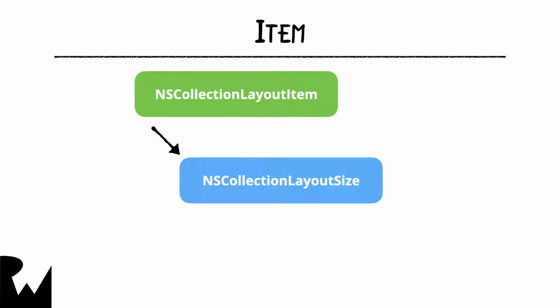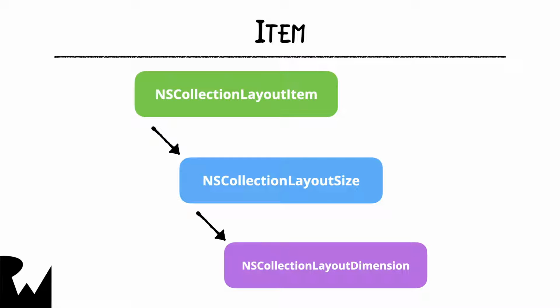When creating an item, you need to provide a size. Now, you might think this is simply a floating point value for width and height, but we are actually going to provide instances of NSCollectionLayoutSize. This class allows us to define a height and width as an instance of NSCollectionLayoutDimension. While this seems cumbersome, in practice, it's actually quite flexible.